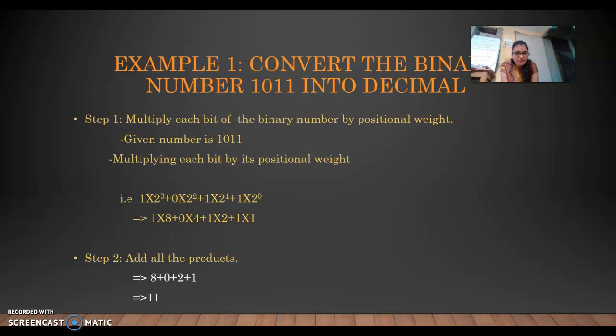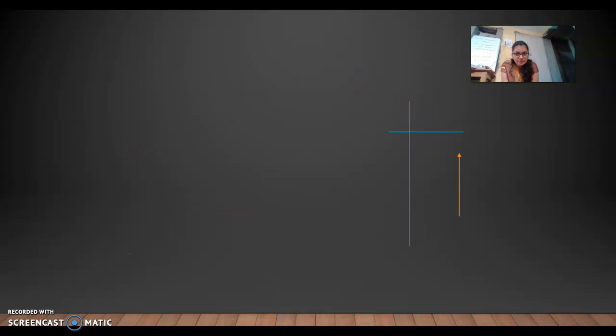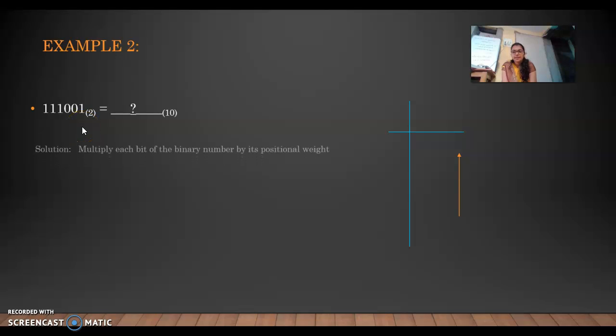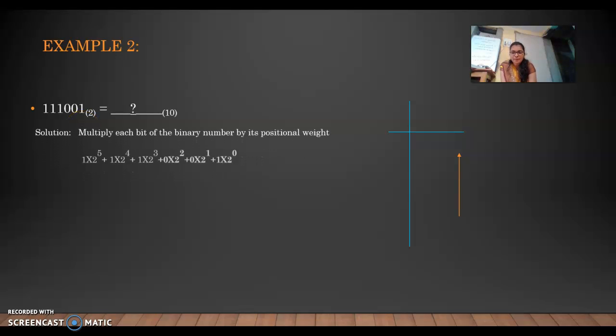Taking another example. Another example here is 111001. Again start giving the weights from the rightmost bit, that is from the LSB. Which is our LSB here? 1 is our LSB. 1 into 2 to the power 0 plus 0 into 2 to the power 1 plus 0 into 2 to the power 2 plus 1 into 2 to the power 3 plus 1 into 2 to the power 4 plus 1 into 2 to the power 5.